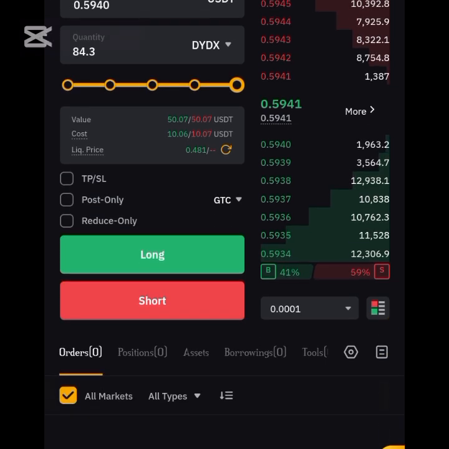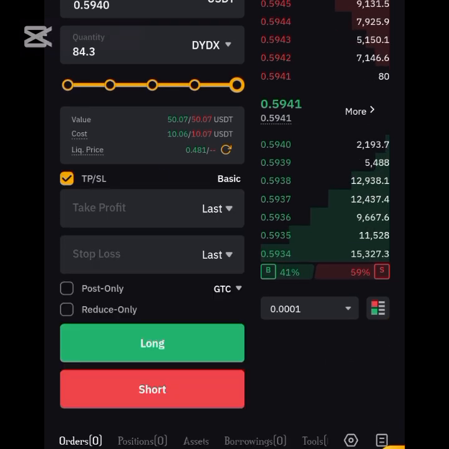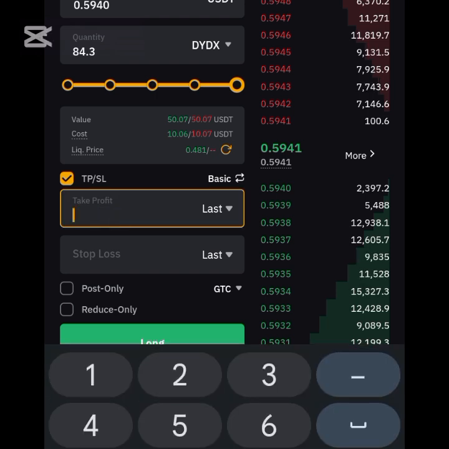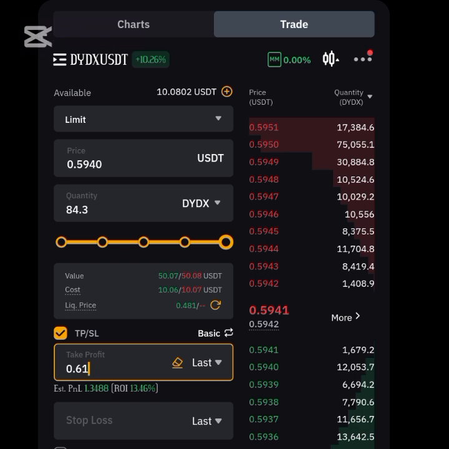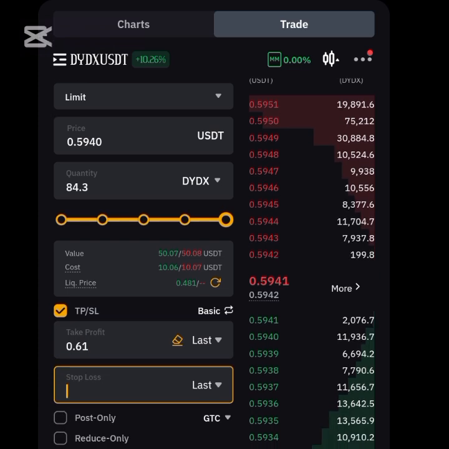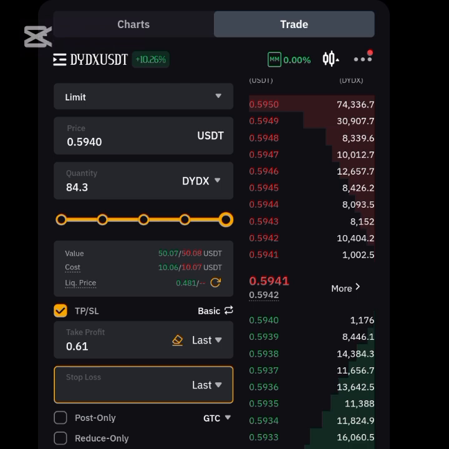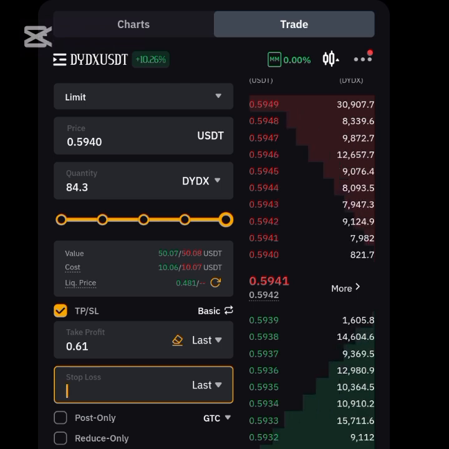Then if you want to know your TP, how much you will get if you want to set a take profit. If you are looking for at least 10%, you just okay. Let me just use it that it's 10%. So let's put if our trades rise to 0.61. Okay, that's above 10%, but you can understand what I mean. The ROI 13%. Then stop loss, we don't want to lose much. We'll be losing at least 10% to 5%.